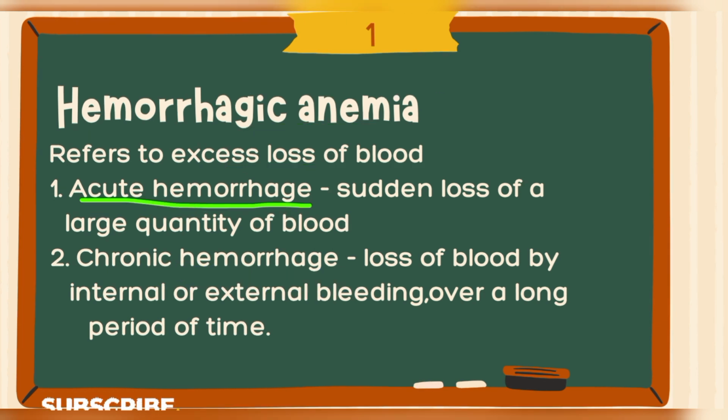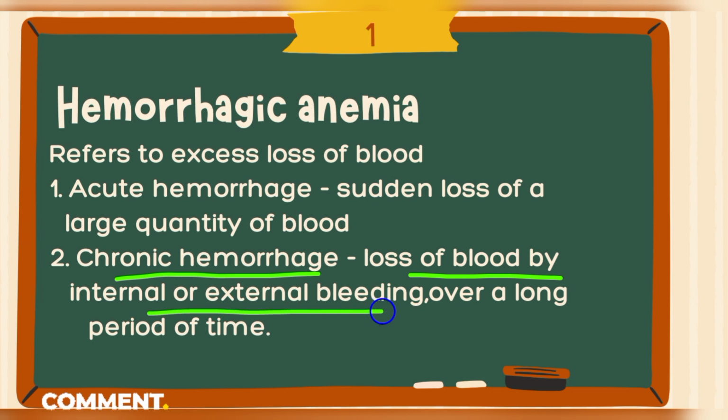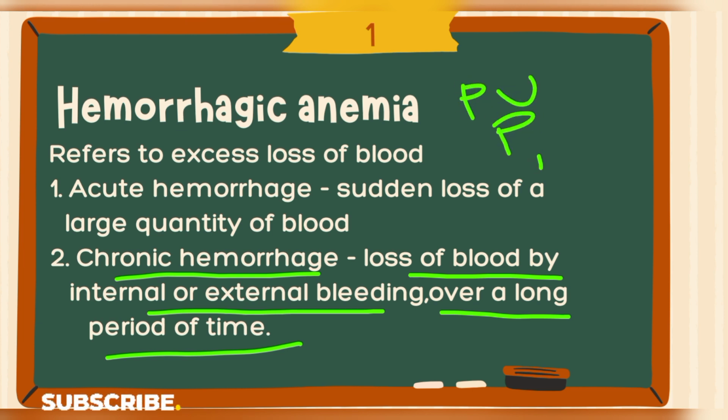Acute hemorrhage refers to a sudden loss of large quantity of blood, as in case of accident. Suddenly accident happens and there is sudden, excessive loss of blood in a very short period of time. Chronic hemorrhage refers to loss of blood by internal or external bleeding over a long period of time. It occurs in conditions like peptic ulcer, purpura, hemophilia, menorrhagia.